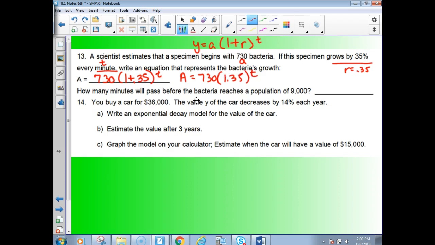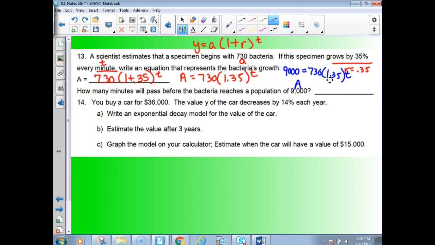It says, how many minutes will pass before the bacteria reaches a population of 9,000? Well, that's what you want for big A. So if you put in 9,000 equals 730 times 1.35 to the t, do you know how to solve that equation for t? I want you to think about it for a minute. I bet you would realize you need to divide by 730, right? But then what would you do if you have 1.35 to the t?